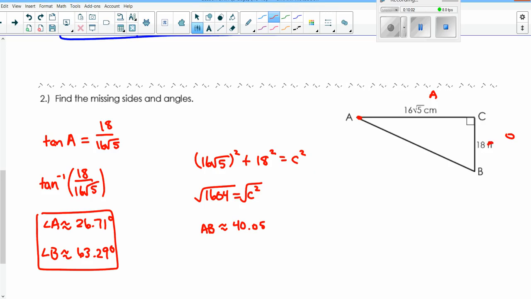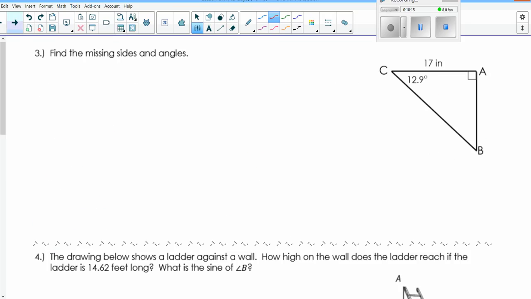Oops, and I have different units here. Let's just make this centimeters. And there we go. Right, so that was reviewed from yesterday. Alright, so flip it over. We're going to do some more of the last problem. Alright, find the missing sides and angles again.